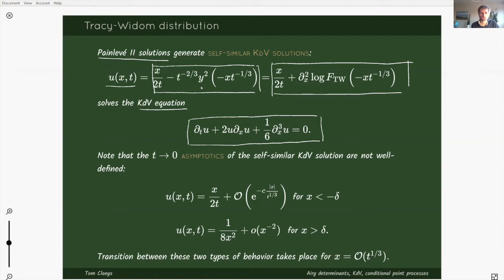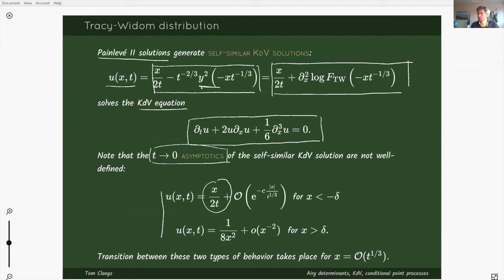So one more thing about this that I should mention, that is that the initial data of this solution, so t going to zero asymptotics, they are not well posed. And this you can also check by hand by substituting here the asymptotics for the Hastings-McLeod solution at plus and minus infinity. And if you do that, you see that the leading order for negative values of s when t goes to zero is x over 2t. So this blows up when t goes to zero.